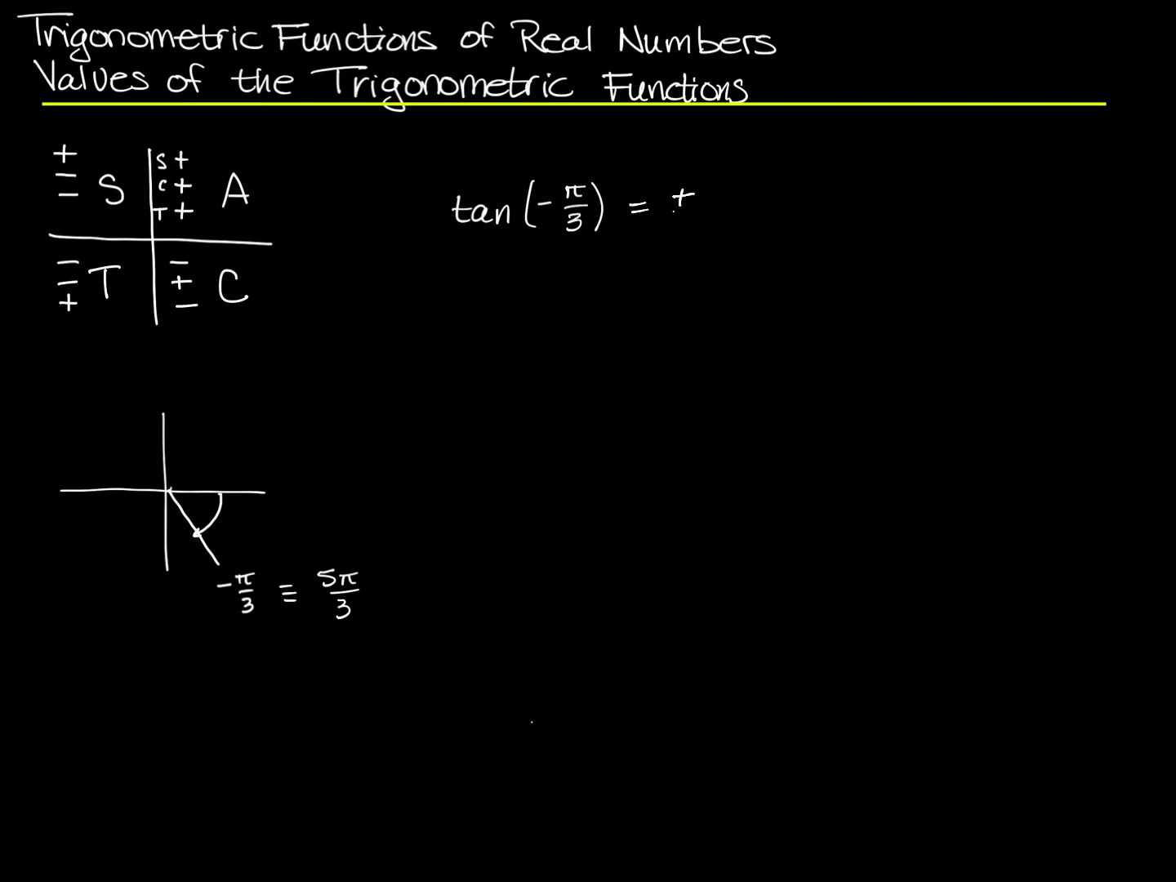I'll just do that by saying it's going to be plus or minus the sine of positive pi over 3 over the cosine of positive pi over 3, because tangent is equal to sine over cosine. So it'll be either positive or negative. Now, the sine of pi over 3 is the square root of 3 over 2, and the cosine of pi over 3 is a half.